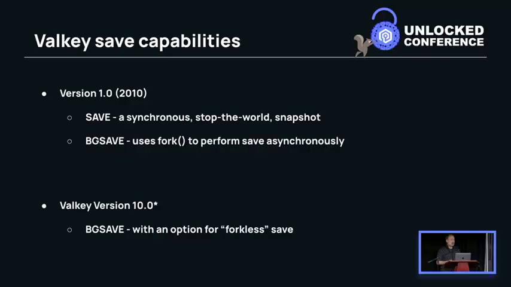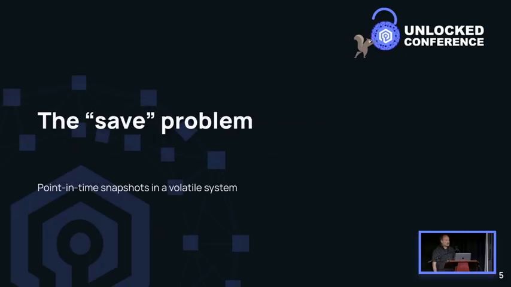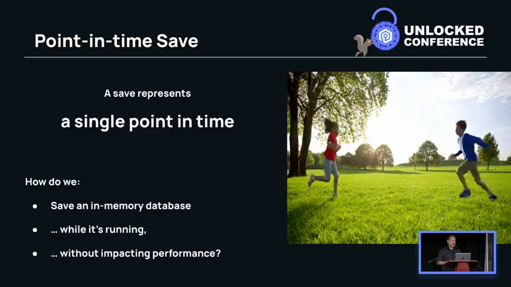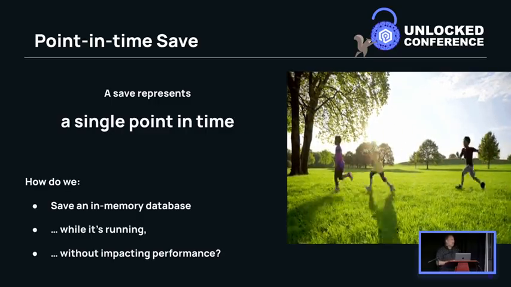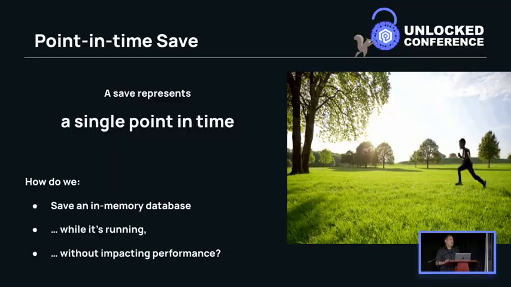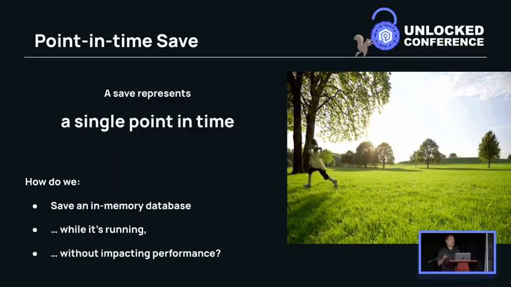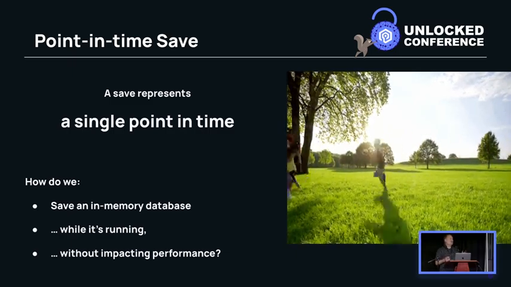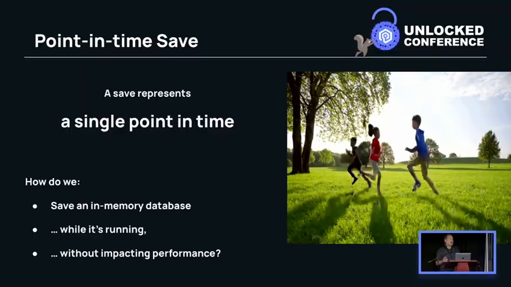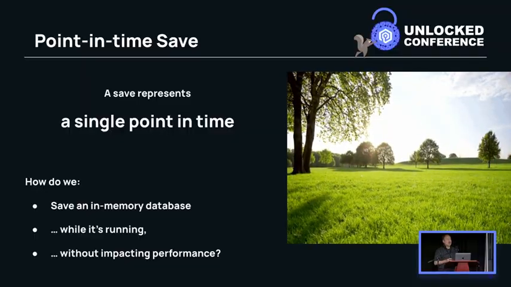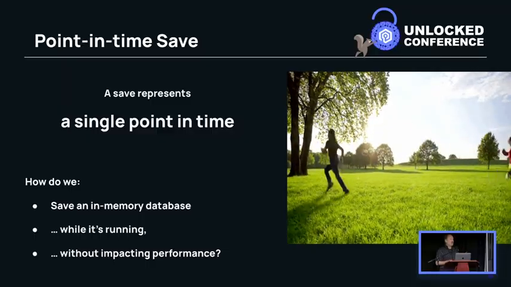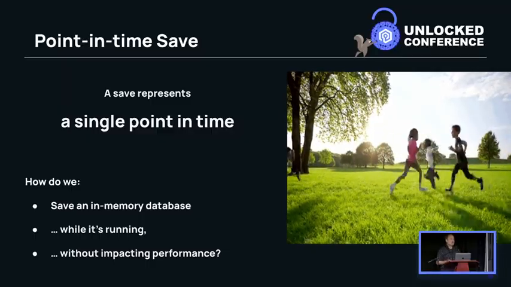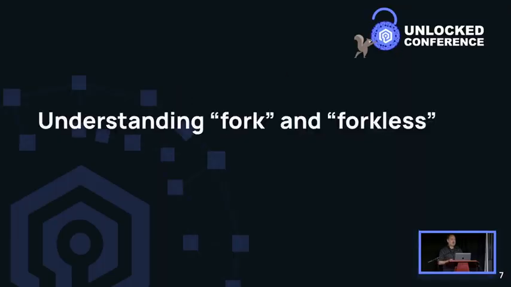So in Valkey 10, we're introducing an option to do save without using fork. And we'll talk about why that matters. So first, let's talk about what save is. Save, importantly, represents a single point in time. It's a consistent single point in time snapshot of the system. And the problem with Valkey is that this is an in-memory system that's running at super high speeds. So how do we save an in-memory database while it's running without impacting performance? That's the challenge. And up until now, we've used fork technology.